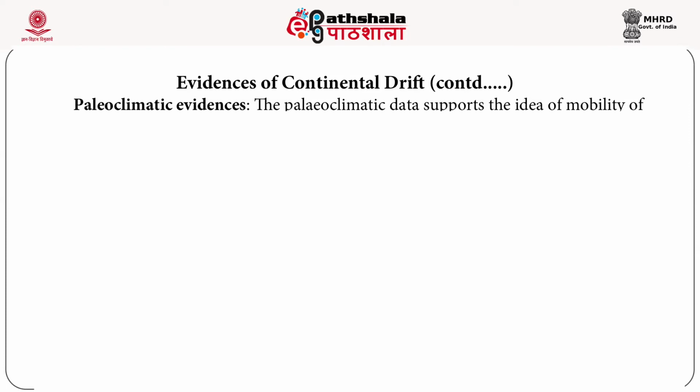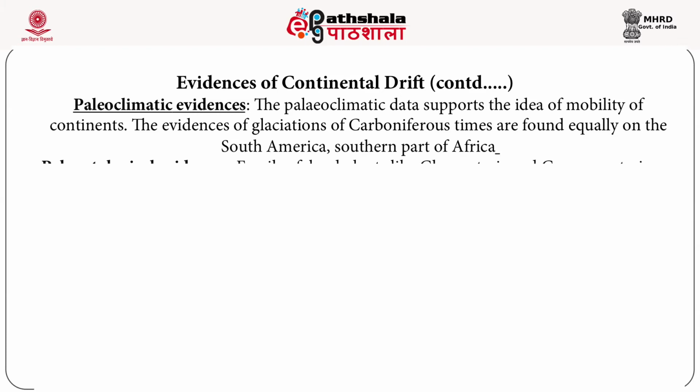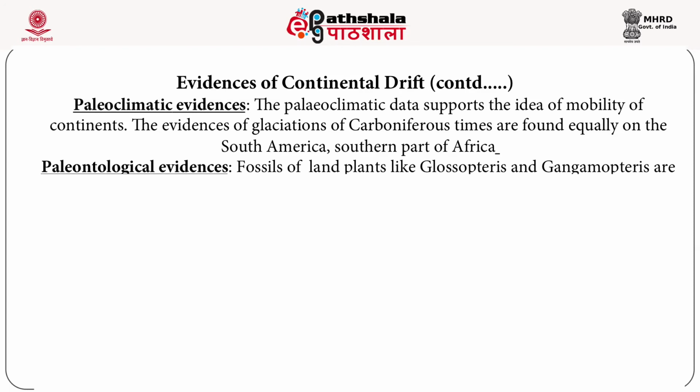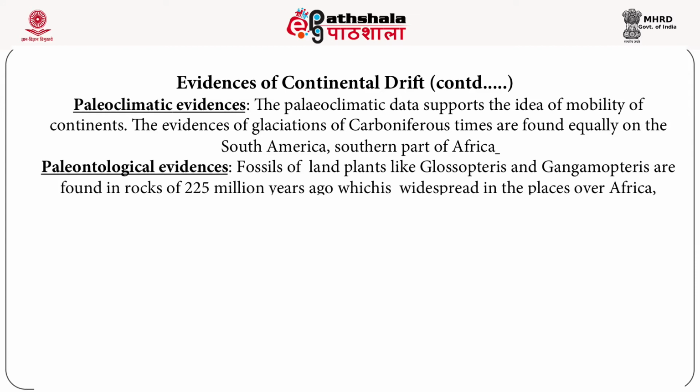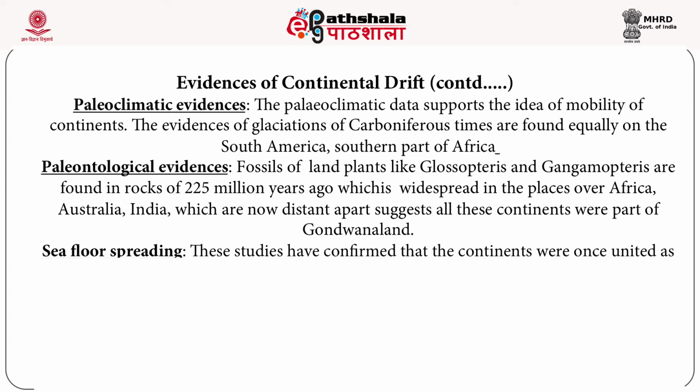The evidences of glaciation of Carboniferous times are found equally on the southern part of America and the southern part of Africa. Paleontological evidences: fossils of land plants like Glossopteris and Gangamopteris are found in rocks of 225 million years ago, which is widespread over Africa, Australia and India, which are now distant apart. This suggests that these continents were part of Gondwanaland.